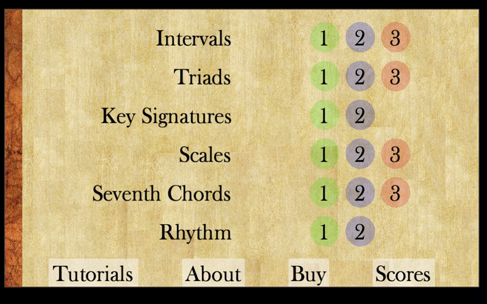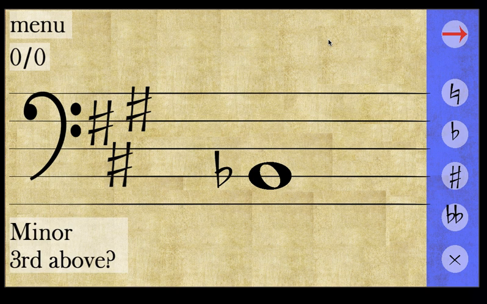Let's take a look at the intervals module. Let's start with level 1. There's a number of different question types in the intervals module. One type gives you a single note and then asks you to tap another note according to the interval being asked. So we're being asked right now for a minor third above B flat.